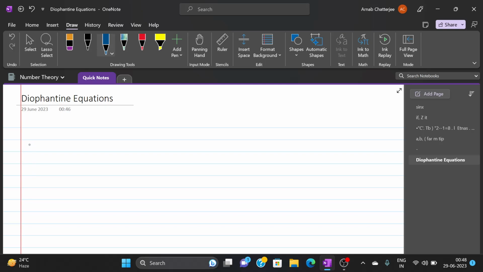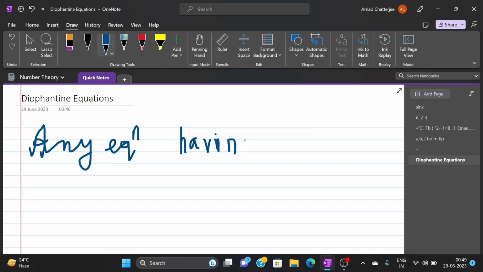But the first question that arises in our mind is, what is a Diophantine equation? So let us see. Any equation having integer solutions is known as a Diophantine equation. So this is what is known as Diophantine equations.